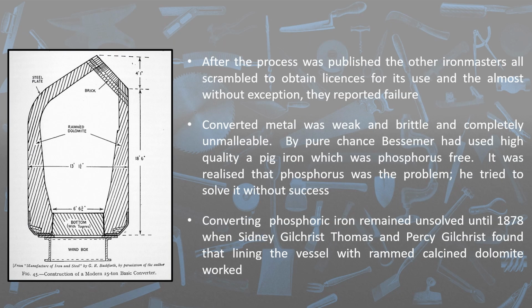In 1878, Sidney Thomas and Percy Gilchrist realised that the composition of the converter's lining was causing the problem. The original lining Bessemer used was acidic and worked well with high-quality phosphorus-free iron ore. Thomas Gilchrist invented a basic lining which solved the problem, which allowed phosphoric iron ore to be used to produce steel in the Bessemer converter.